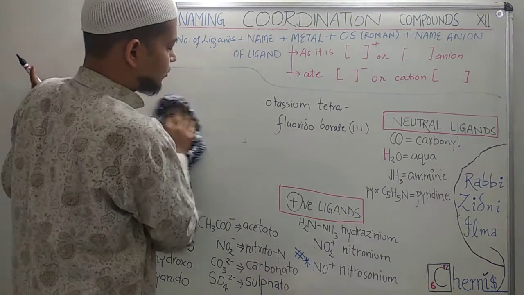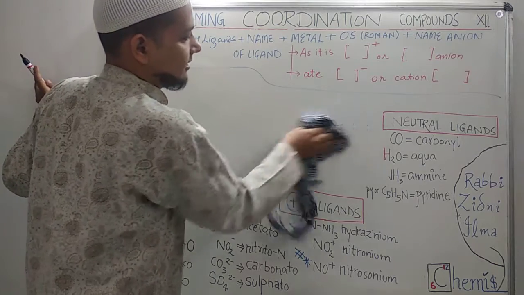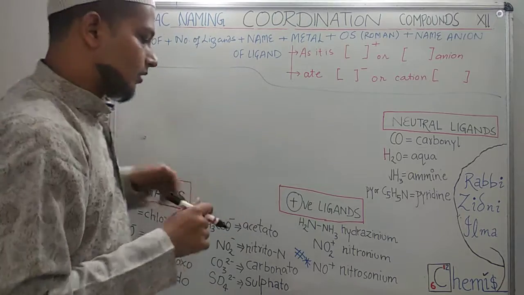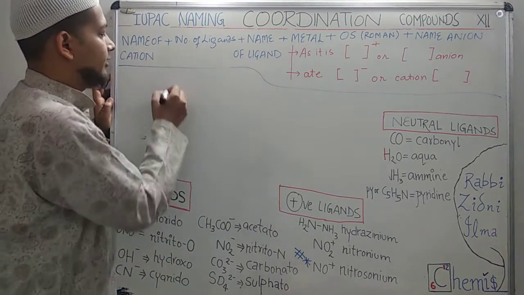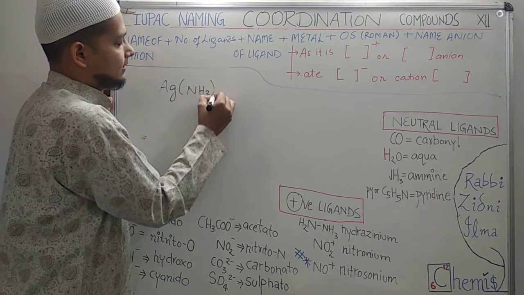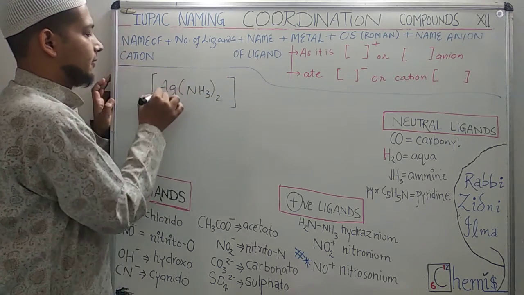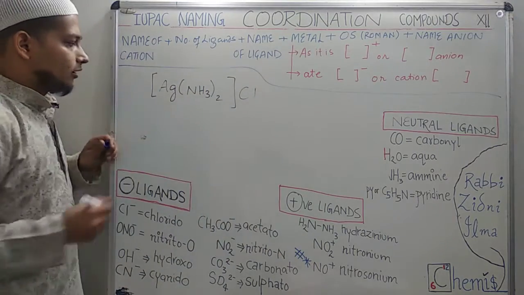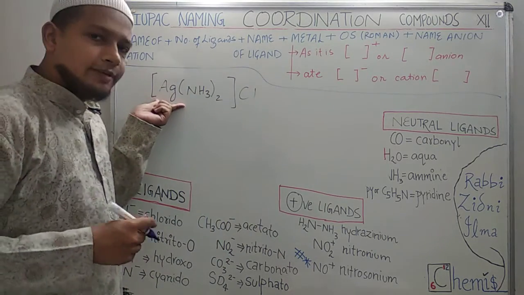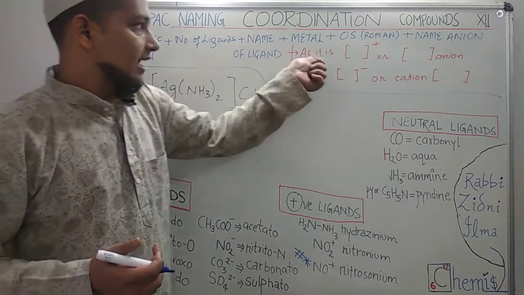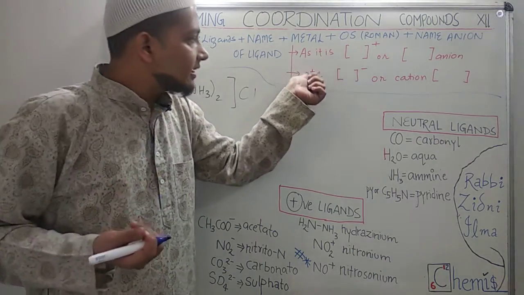Now let us discuss a case of anion. We have discussed a case of cation. Let us discuss something about anion. Now if you say I have [Ag(NH3)2]Cl. This looks nice. Now for this particular case, what name will we use? Are we going to use silver as it is, or are we going to use argentate?